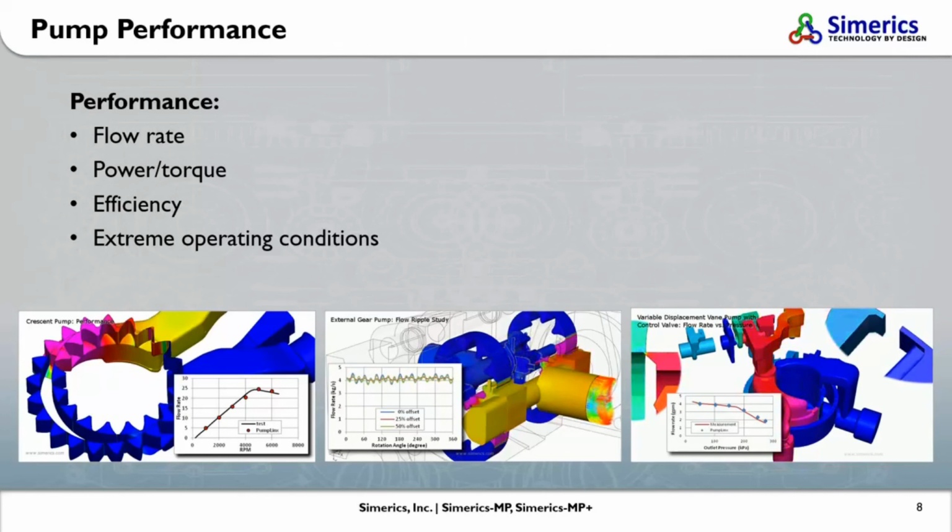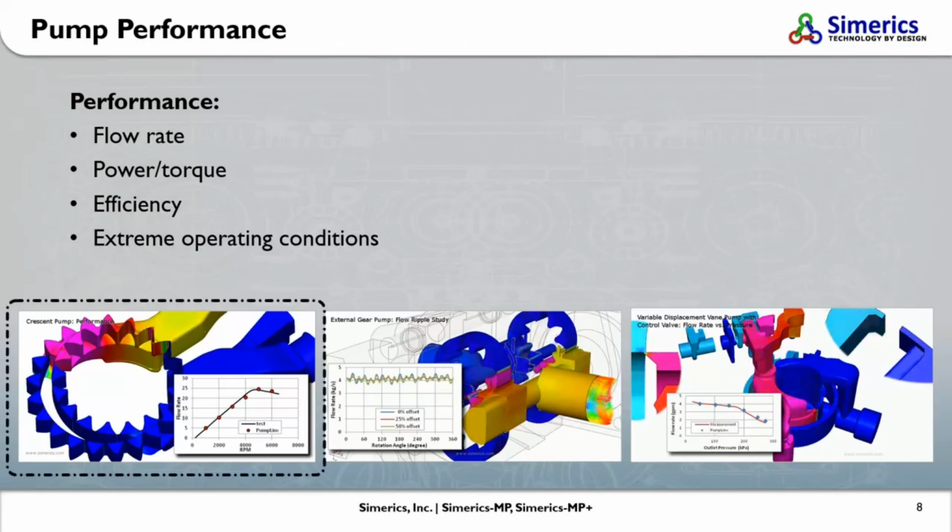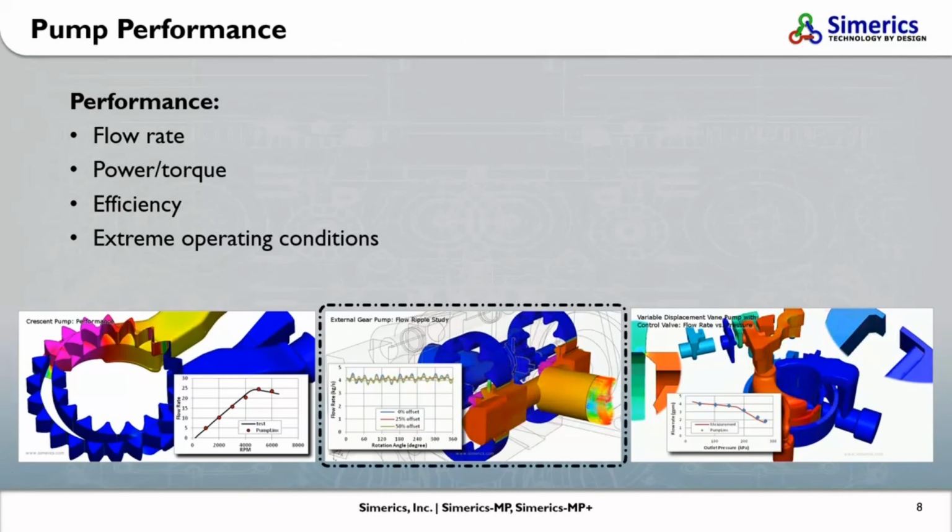This slide shows some performance prediction examples. The image on the left shows the volumetric efficiency of a crescent pump predicted by Simerics MP Plus, compared with experimental data. The center image shows a dual-gear pump design running with a shifted phase in order to reduce flow ripple. Simulation results demonstrated improvement in flow ripple reduction at different phase offsets.